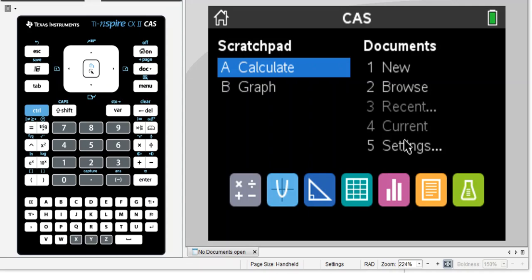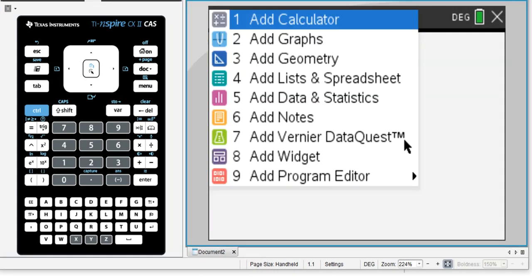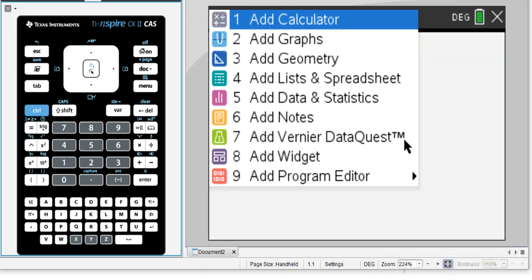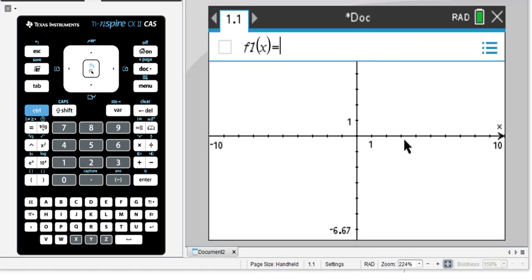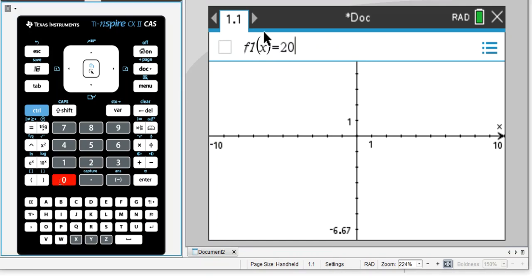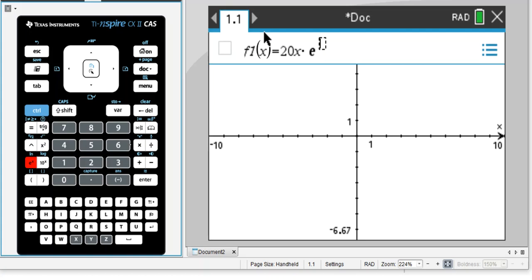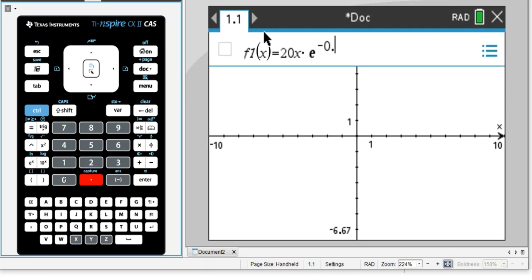So I've got the TI Inspire running. I'm on the home page, so I'll choose number 1 to create a new document, and I'm just going to add a graphs page right off the bat, number 2. Since the Inspire operates with x as the independent variable, I have to change the letter t to x. So we're going to enter the equation 20x times e to the power of negative 0.04x.